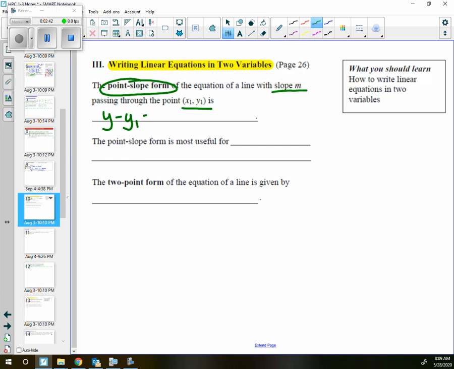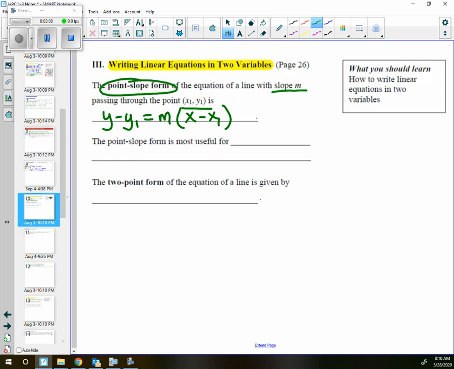So y minus y1. So y representing the y values of the equation minus this specific y value from the point that you know equals m, and then in parentheses x minus x1. What's interesting about point slope, if you just divide both sides of this equation by x minus x1, it is the slope formula. So point slope form is really just coming from the slope formula, which is kind of a nice way to think of it as well.